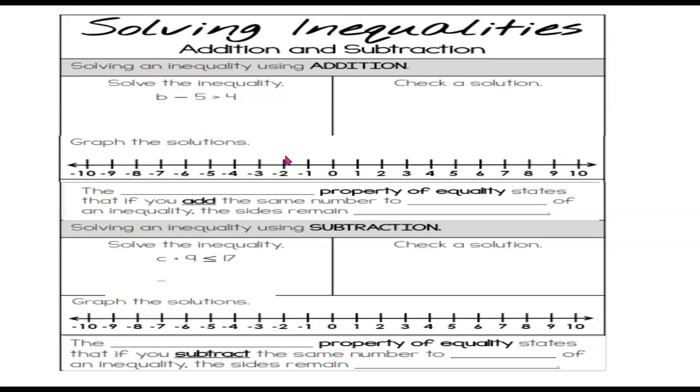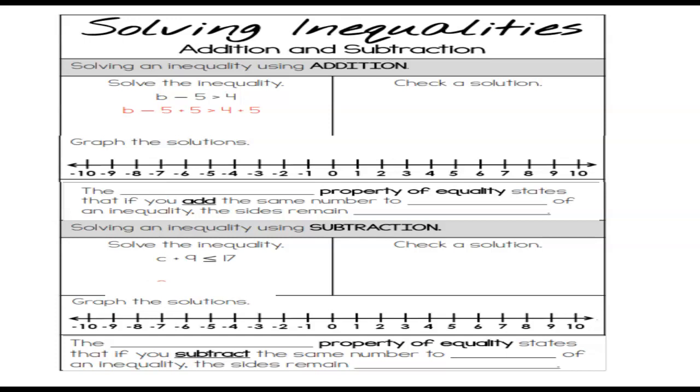What is the inverse operation of this inequality? We know the inverse operation of subtraction is addition. So in this case, we should add 5 to both sides. So we'll have b minus 5 plus 5 is greater than 4 plus 5.